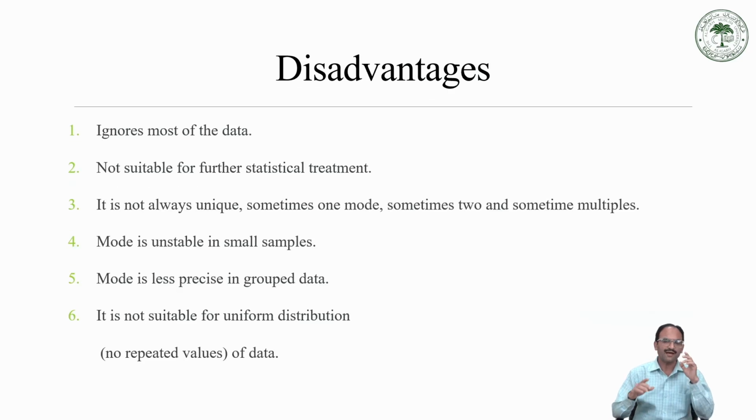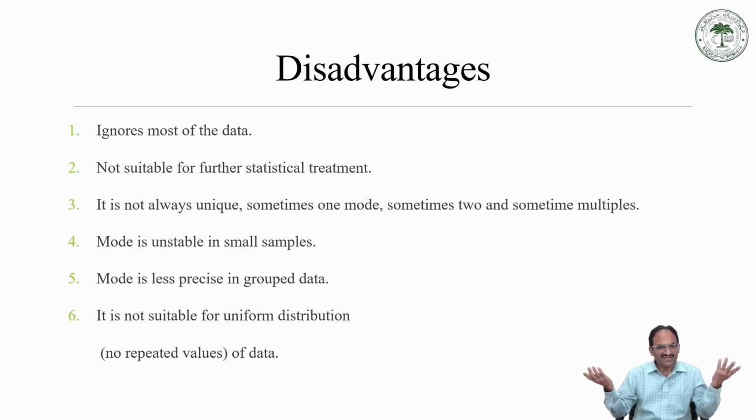But simultaneously, mode has some disadvantages also. The biggest disadvantage is that it ignores most of the data. Sometimes mode comes to be a very strange value which is definitely not there in the data set, as in the previous examples you have seen. So in that way, sometimes mode ignores the data. Sometimes it is not suitable for further statistical treatment, like mean and median. In the same way, mode is not useful for further statistical treatment. It is one of the shortcomings of mode.